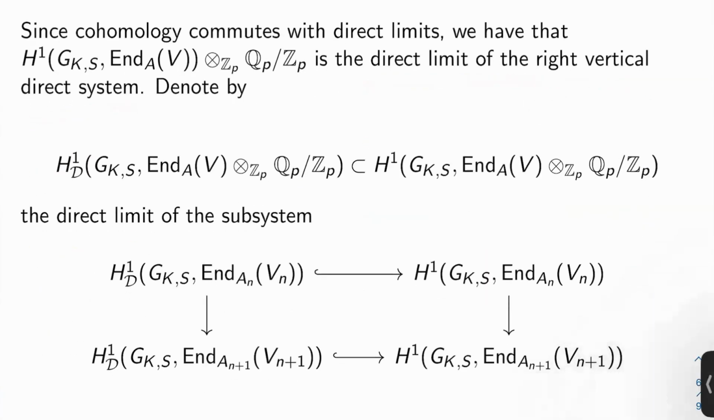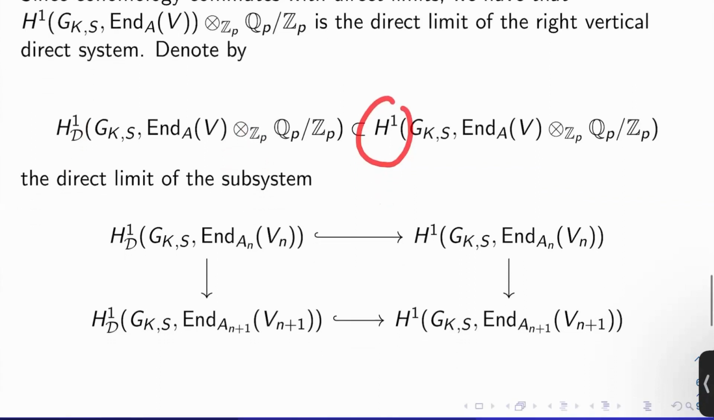And so then it's like, well, what happens if you move to the H1 sub D in the direct limit? Well, what you do is you just denote by H1D GKS and AV tensor product over CP QP mod ZP inside the full H1. You just use this kind of standard notation to denote the direct limit of the subsystems of the H1 sub Ds of GKS and sub A sub n of V sub n's that live inside the full H1 of GKS and sub A sub n of V sub n. Okay, so this is just really kind of notation.